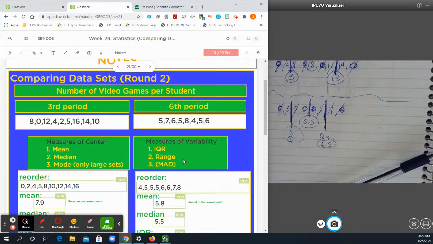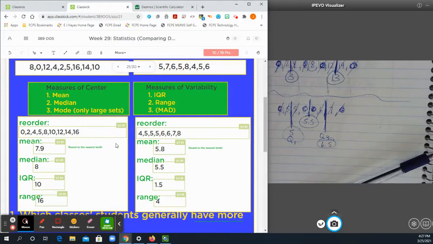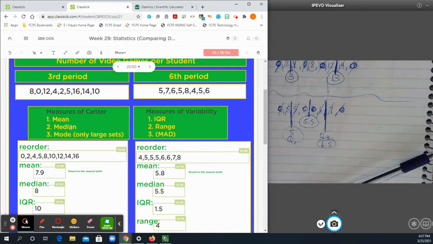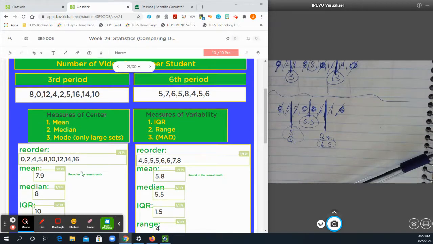Now, without looking at any of the stuff that we just found and not looking at the questions below, just looking at the dot plots, which one looks more spread out? To me, I see for sure third period is more spread out. Sixth looks more crunched together, like you have a lot more people around the same set of numbers. But this one goes from 0 to 16. This one goes from 4 to 8. I mean, that's a lot tighter number set.